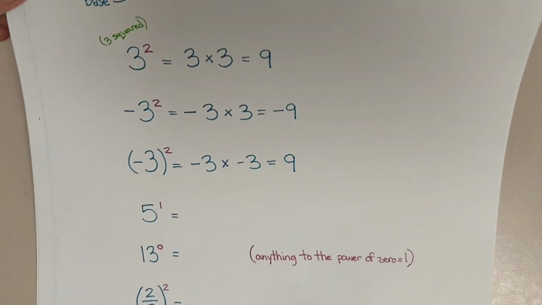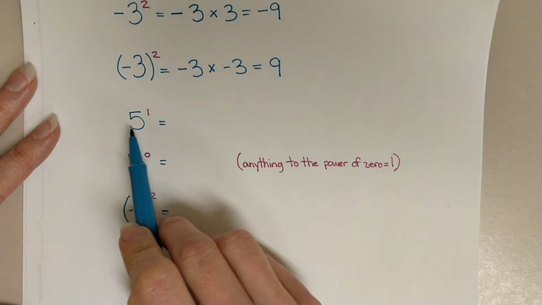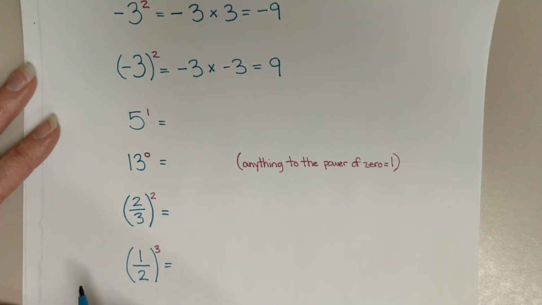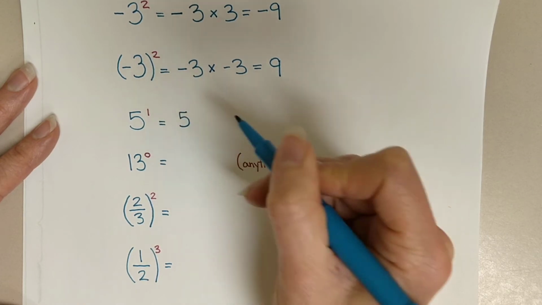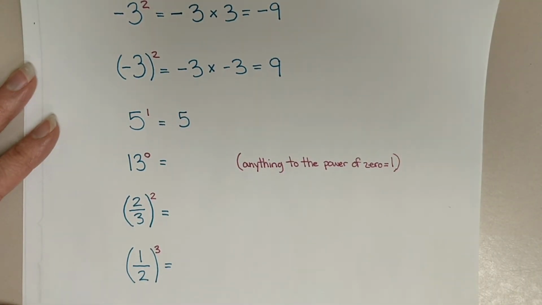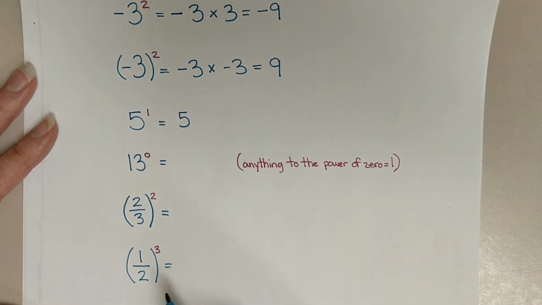Now we're going to look at a couple more cases here. Our next case is 5 to the power of 1. We look at our exponent. Remember, our exponent tells us how many bases we multiply together. So we're going to write out 1 base, and that is our answer. So 5 to the power of 1 will give us 5. Any number to the power of 1 will just give you that same number.